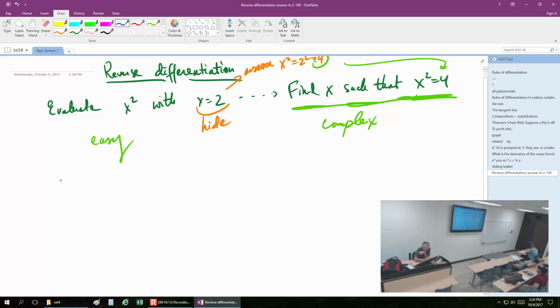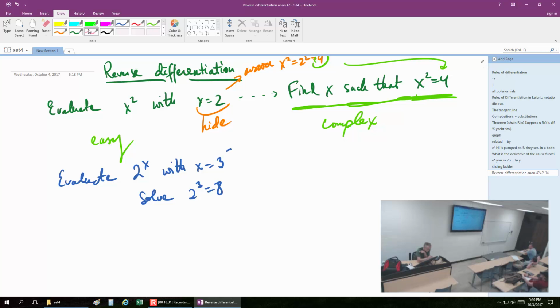For example, how about evaluate 2 to the x with x equals 3. Okay, so you solve the problem, and then you have 2 cubed is equal to 8. You take the answer and use it as the data for the new problem, hiding the source of that answer. So the other question would be: find x such that 2 to the x is equal to 8.